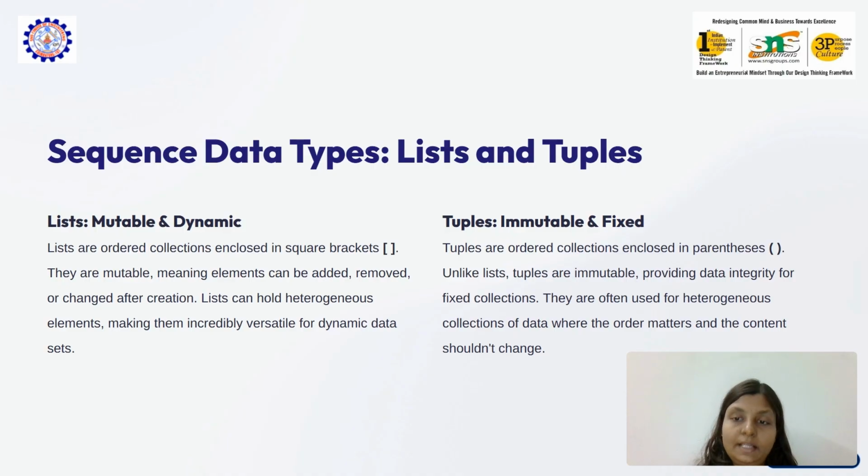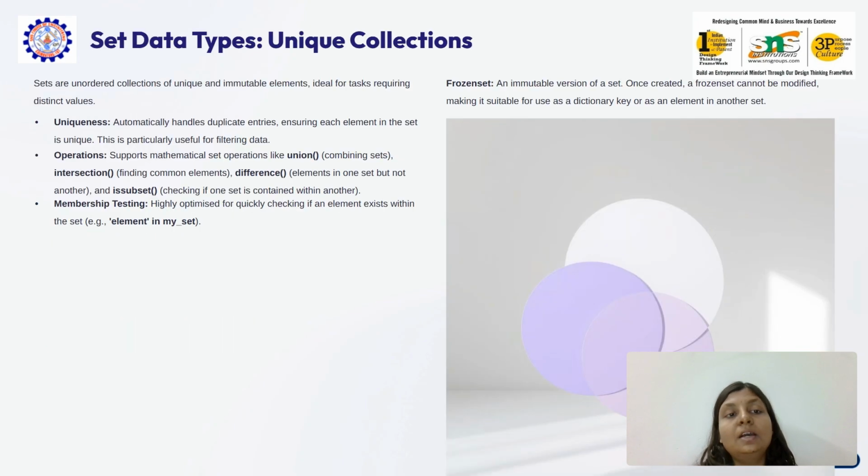Tuples are ordered collections enclosed in parentheses. Unlike lists, tuples are immutable, providing data integrity for fixed collections. They are often used for heterogeneous collections of data where the order matters and the content should not change.